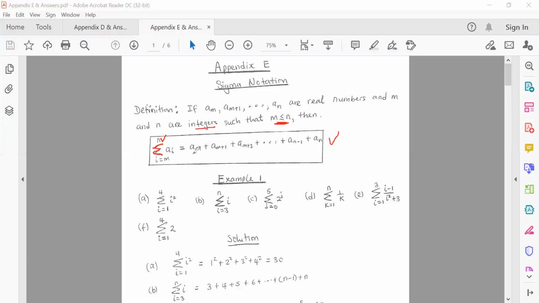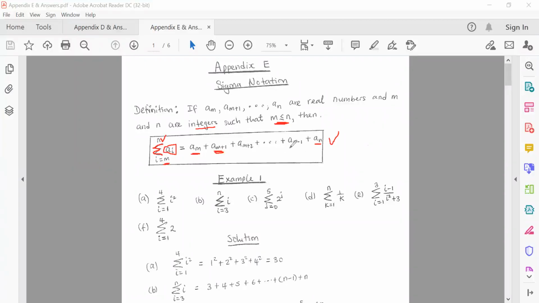What that simply means is my first term will be i equals m. So everywhere I see i here, I'm going to replace it with m. You see, I have a subscript m. Now my second term is i equals m plus 1. You see, I have plus a subscript m plus 1, and so on all the way up to a subscript n. And please, because this goes all the way to n, it's a finite series.